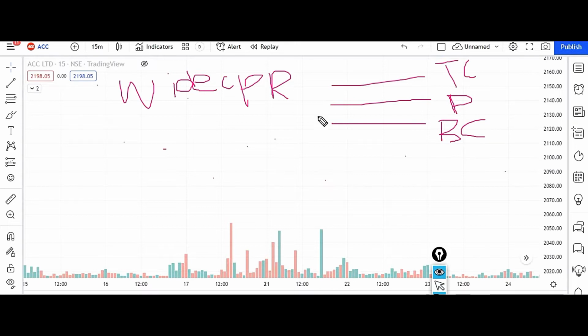As it is widened, the space between these levels is very wide, right? As it is widened, the propagation of price through these levels is very hard. It's very rare that the price propagates through these levels.